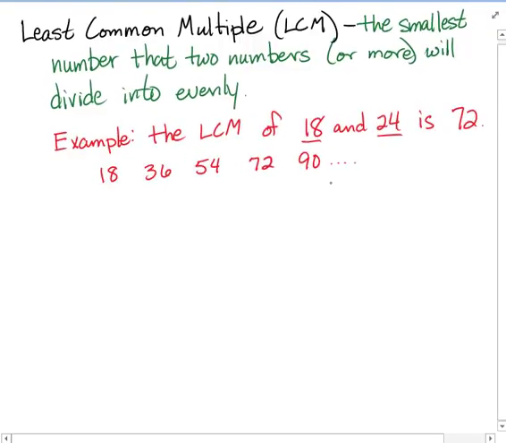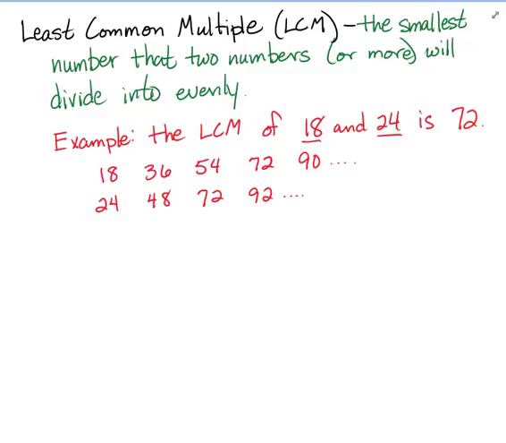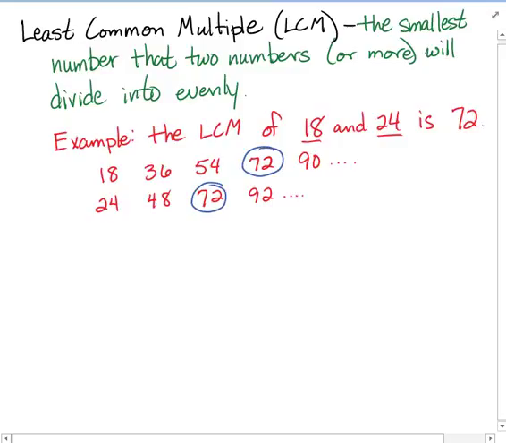Then if we write down all of the multiples of 24, they look like this. 1 times 24 is 24, 2 times 24 is 48, 3 times 24 is 72, 4 times 24 is 96, and so on. So if you look at both of those lists and find the smallest number that is on both lists, in this case 72 is on both lists and it's the smallest number, that is the LCM. That's the smallest number that both 18 and 24 go into. And so that's an important number.